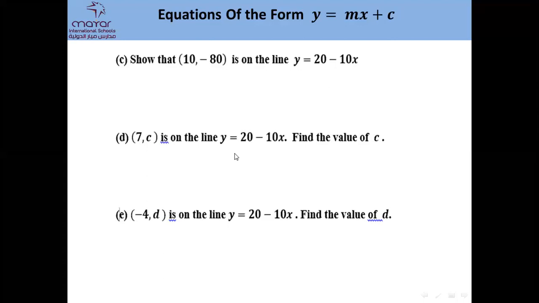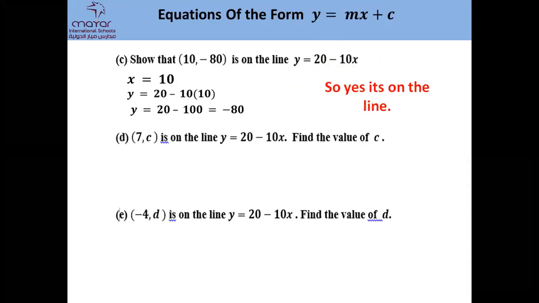So 10x is 100. 20 minus 100 is negative 80. So it is on the line. So x is 10, and when we substitute it, we get 20 minus 100, which is negative 80. So yes, it's on the line. Excellent, Umar. Thank you.